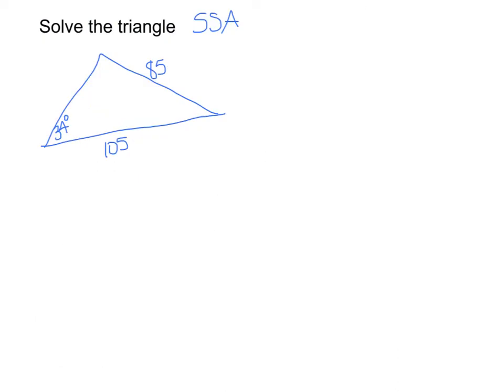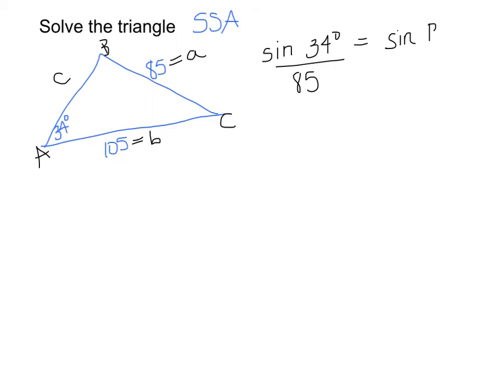Okay, here's another side-side-angle. I'm going to label this A, B, C, little a, little b, little c. So I'm going to do the law of sines again to help me find angle B since I have side B. So I'll do sine 34 degrees over 85 equals sine big B over 105.